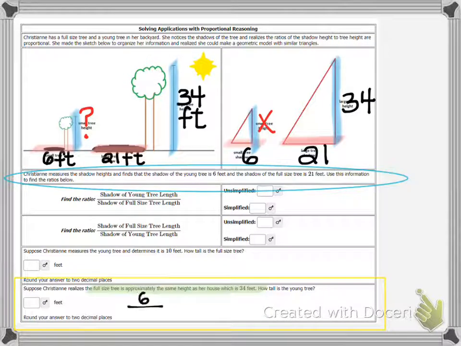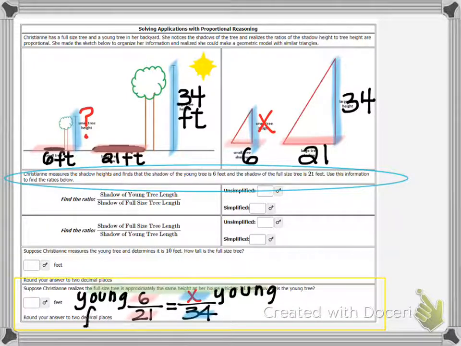So if I take the ratio of 6 to 21, that's the small tree shadow compared to the large tree shadow. That should be equivalent to the small tree height compared to the large tree height. So that equals the ratio x over 34. So again, for my first ratio, I compared pink to pink. And in my second ratio, I compared blue to blue. And it was also important that I kept the values from the young tree in the numerator spot and the values from the full-size tree in the denominator spot.